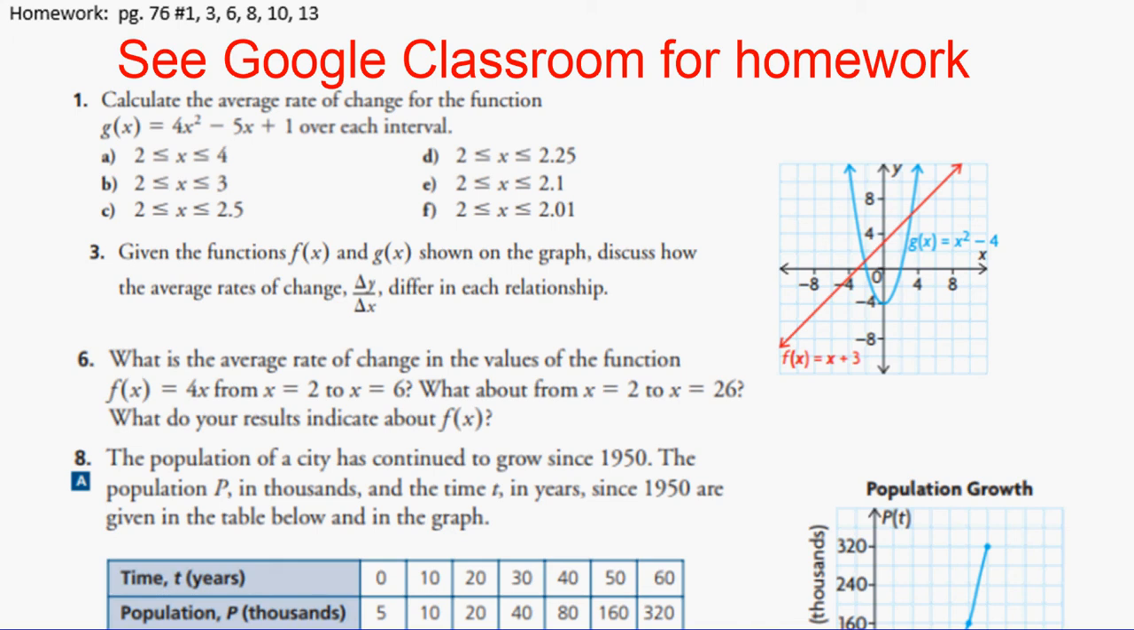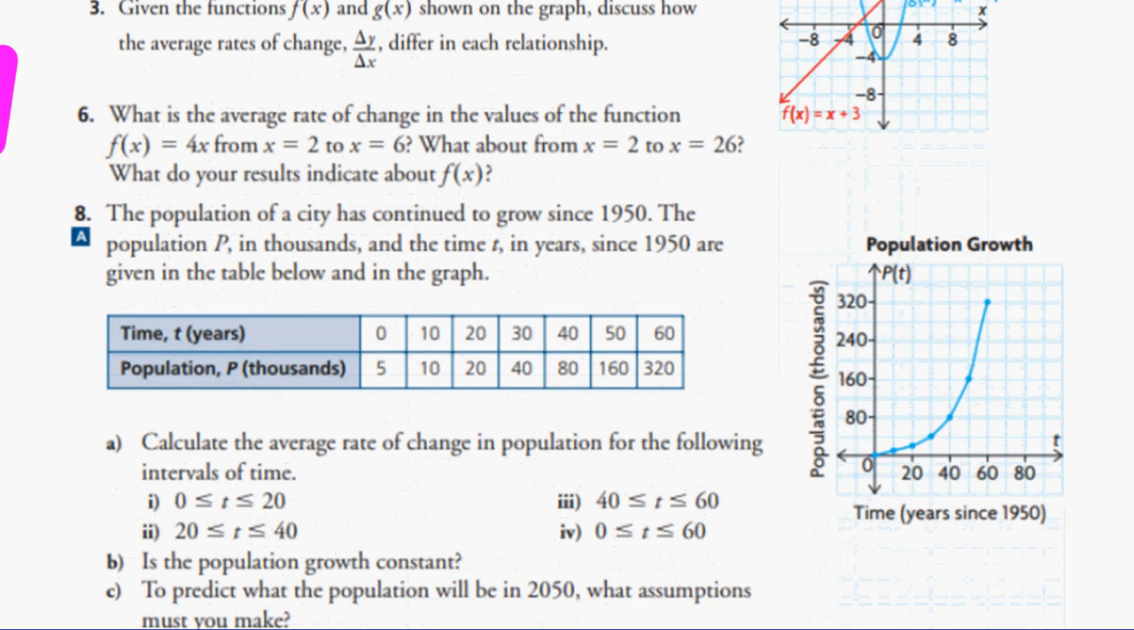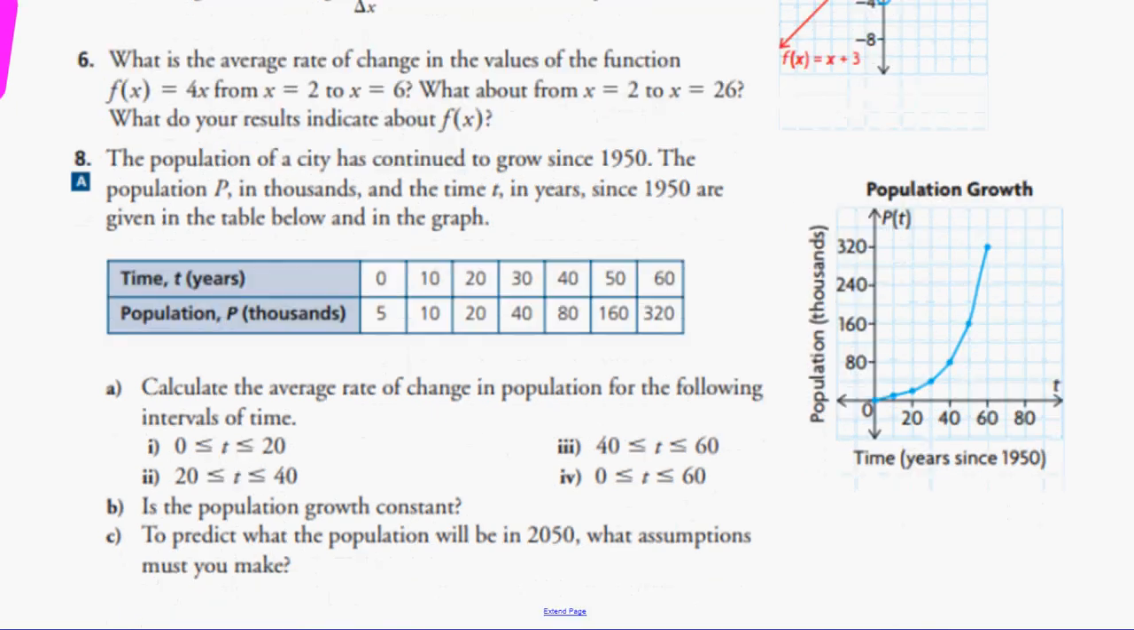Discuss how the average rate of change for the two differ. It's kind of a nice question, actually. Oops, I didn't mean to highlight. 6, what's the average rate of change? They give you a function. And then 8, what is it asking? Population, thousands since 1950, and it asks you different questions here. So again, it gives you a table of values, and then you're just finding it between the different times of the year.